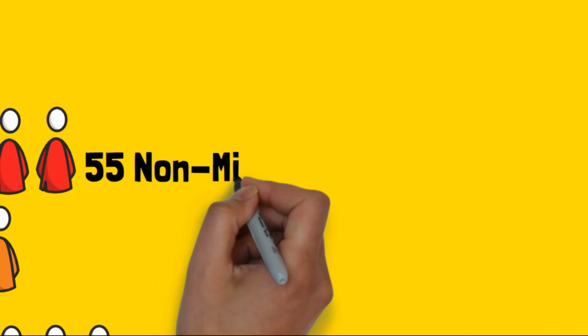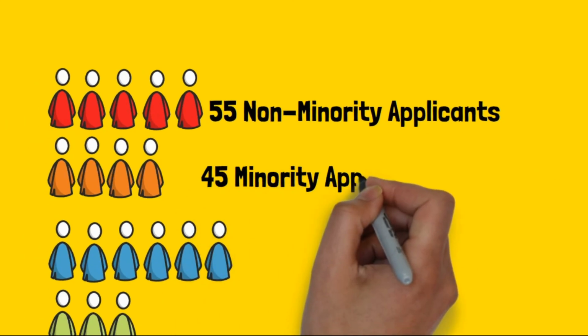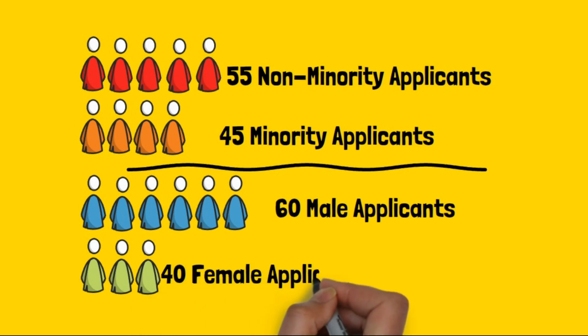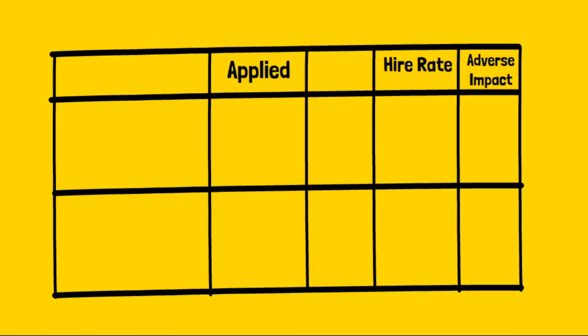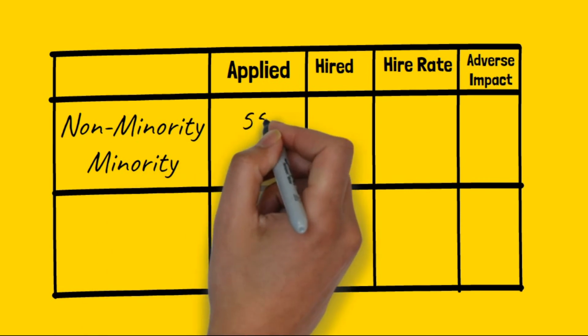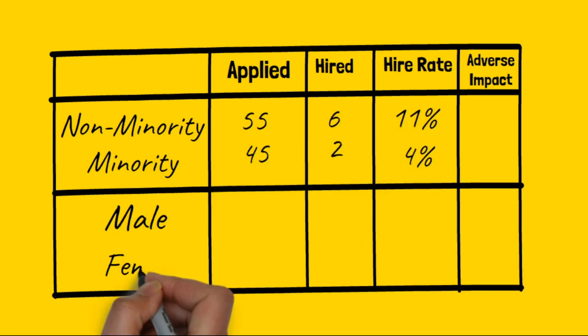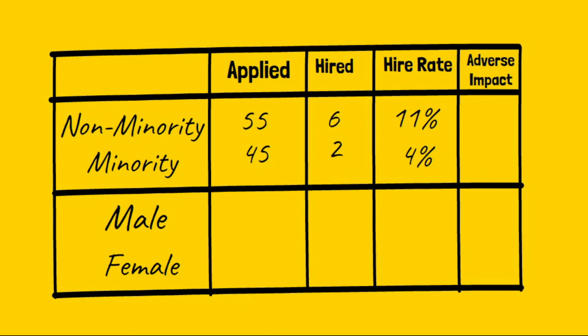For example, let's say for a job opening we had 100 applicants. 55 are non-minority and 45 are minority applicants. And of those, 60 are male and 40 are female. Of the 55 non-minority applicants, 6 were hired, giving us an 11% selection rate. Of the 45 minority applicants, 2 were hired, which gives us a 4% selection rate.